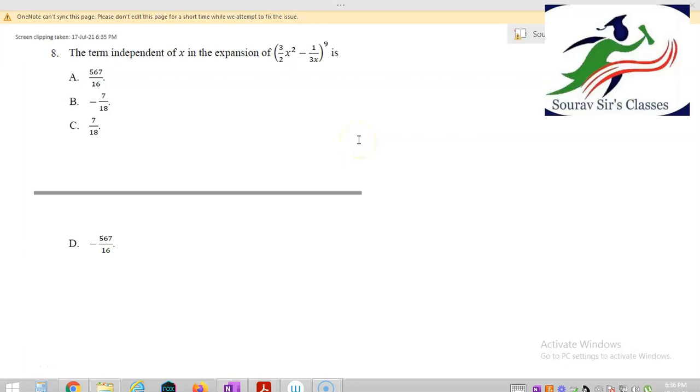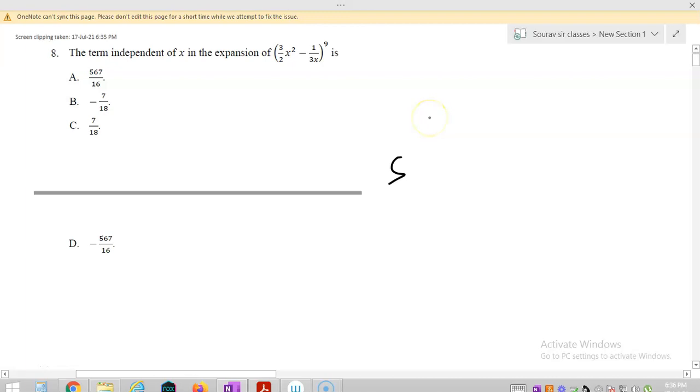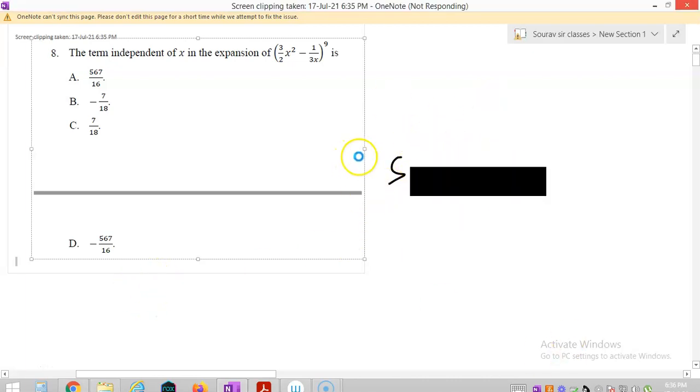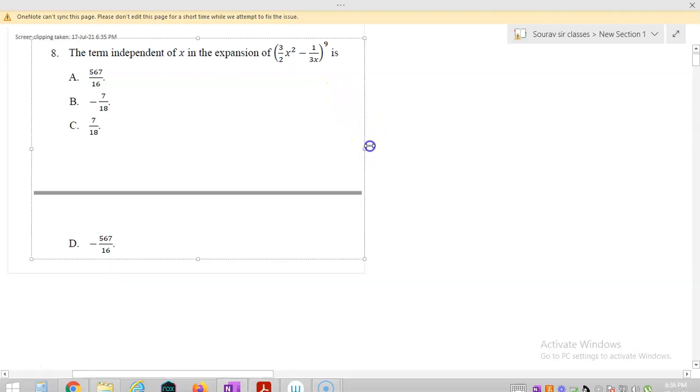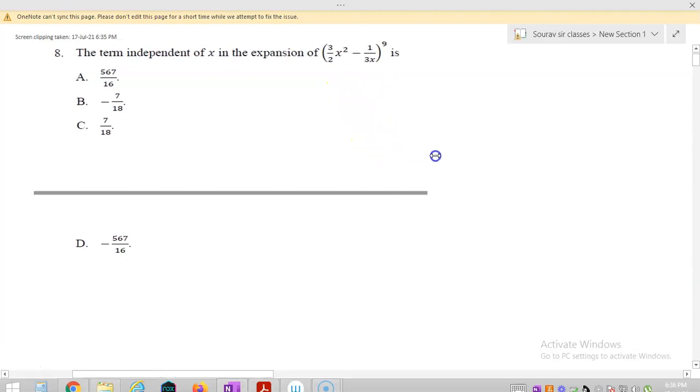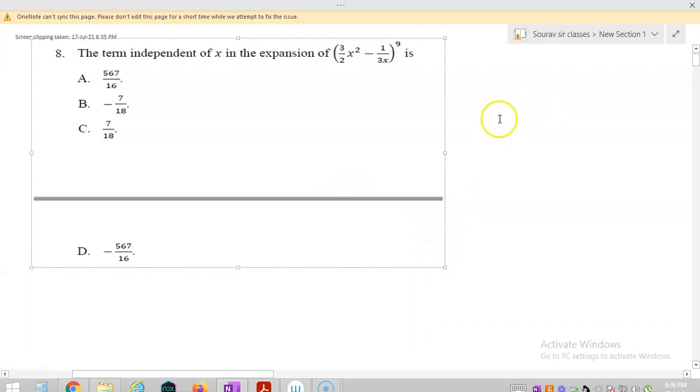So students, let's solve question number 8, which says: the term independent of x in the expression (3/2 x² − 1/(3x))⁹ is. So I have to find the term independent of x, right?